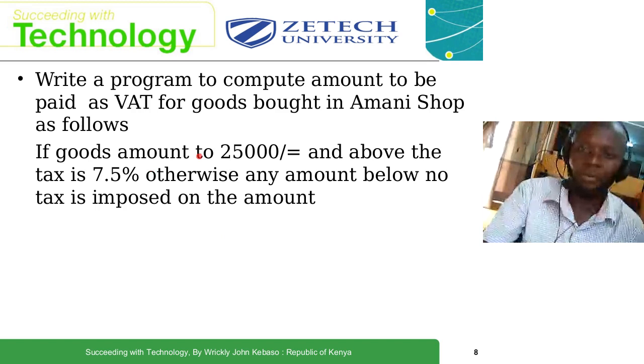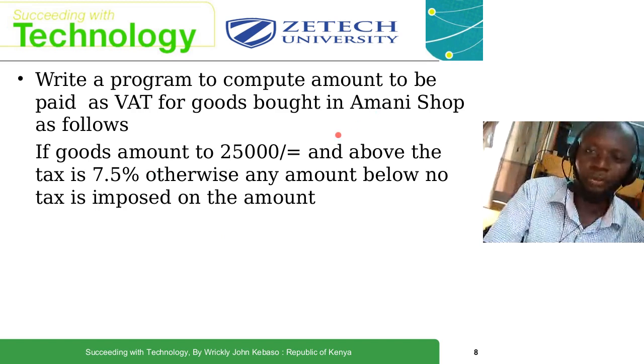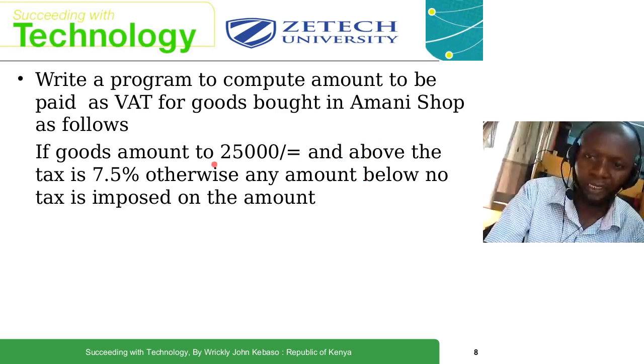So here we have one condition: if the amount is above 25,000, then there will be a tax imposed on that amount. Otherwise, if the amount is less than that, there will be no tax. So how can we come up with this particular program using the if statement?